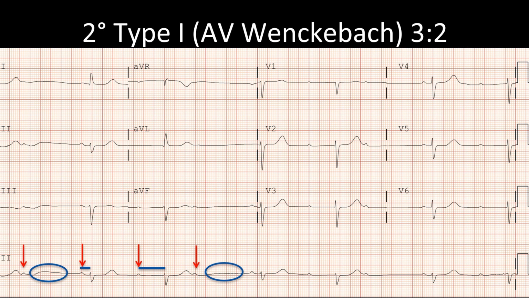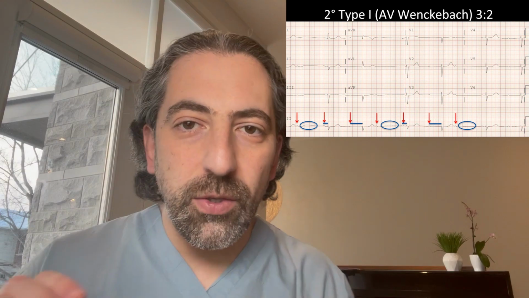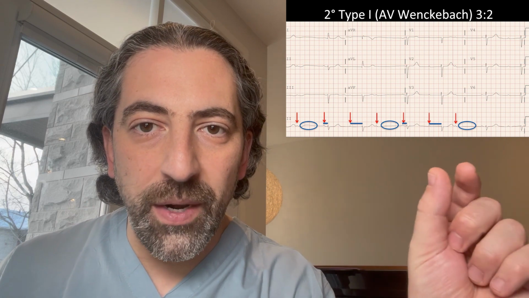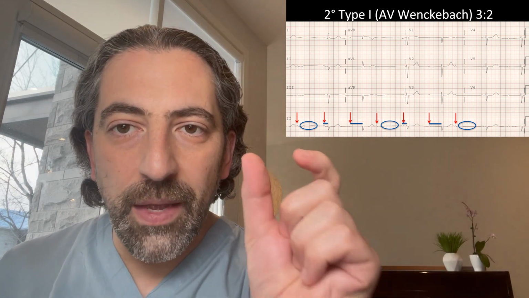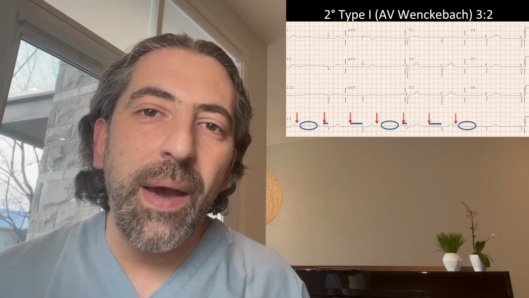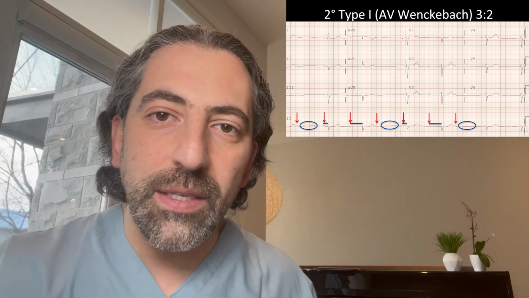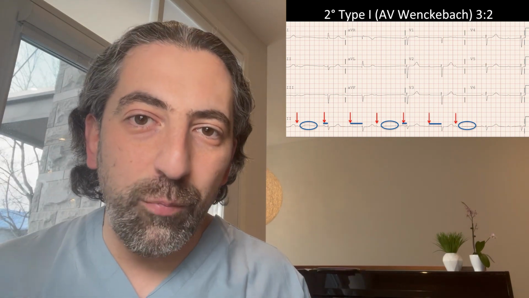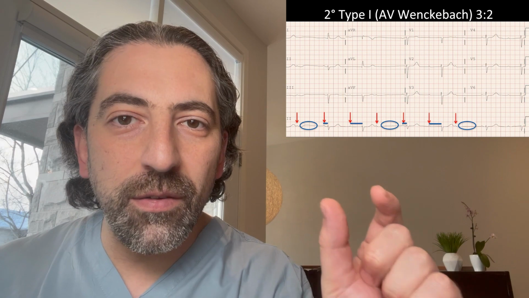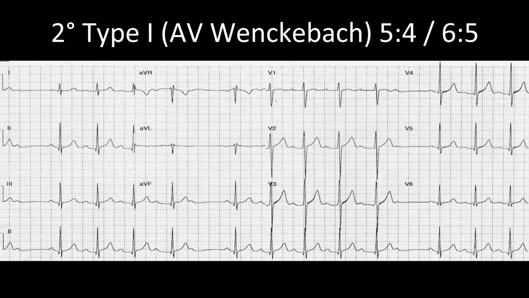The cycle repeats, P wave with a short PR interval, P wave with a longer PR interval, P wave that blocks. So this sequence of P wave short PR interval, P wave longer PR interval, and P wave that blocks and does not conduct to the QRS gives you a pattern of 3-to-2 AV Wenckebach, 3 P waves for every 2 QRS complexes. And we know that it's type 1 second degree because the PR interval is getting longer and longer before the block. Here's an example of 5-to-4 or 6-to-5 AV Wenckebach.